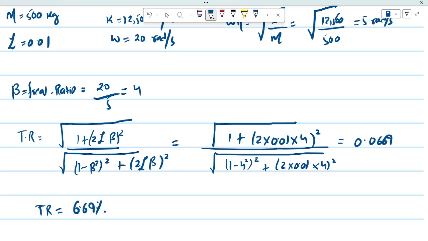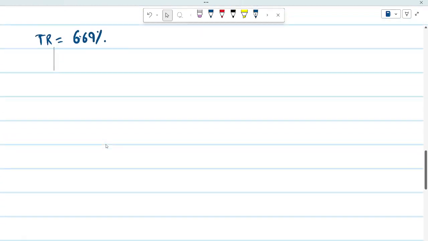So that's the total percentage of transmissibility of this force. Whatever the force being generated, only 6.69% of the force is being transmitted to the base. So this is how you can calculate the transmissibility of the force. Now there are other cases where the motion is also being transmitted. That's called the transmissibility of the motion excitation. So let's look into that as well.